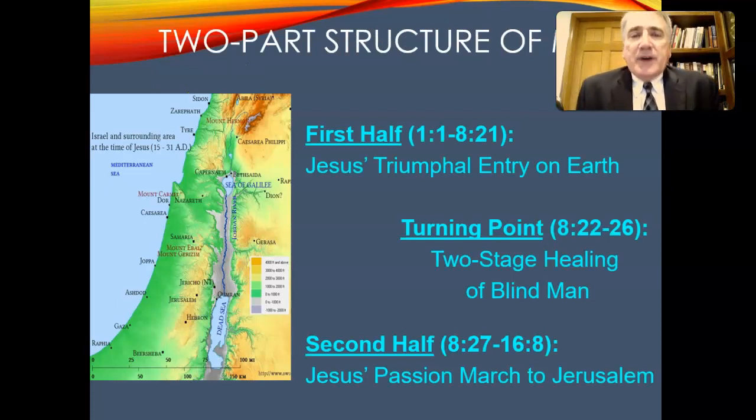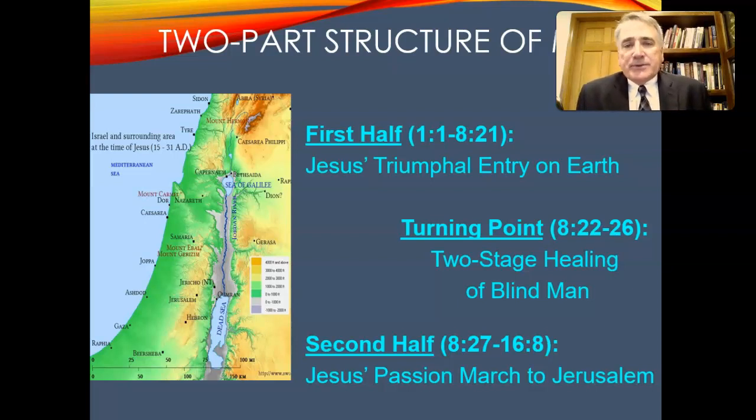So we've talked about how there's 2 parts to Mark. This is very common amongst biblical scholars to notice that there's 2 halves or 2 parts to the Gospel of Mark, and that the turning point usually is centered around this 2-stage healing of the blind man at Bethsaida. In our last lecture, we talked about this turning point.